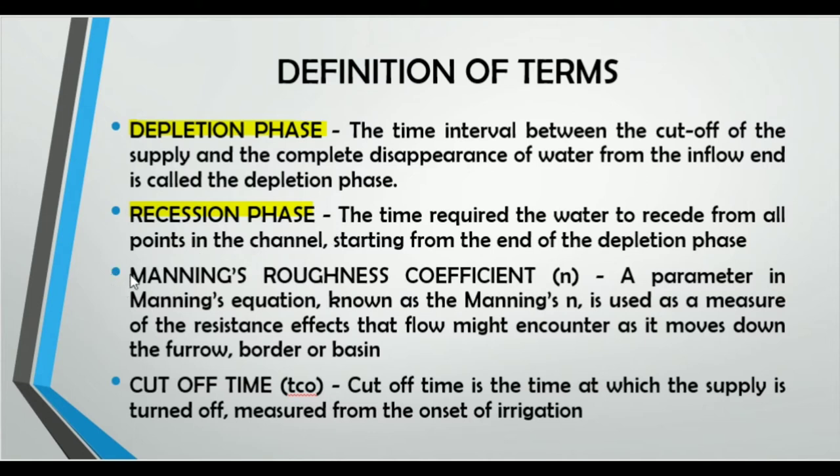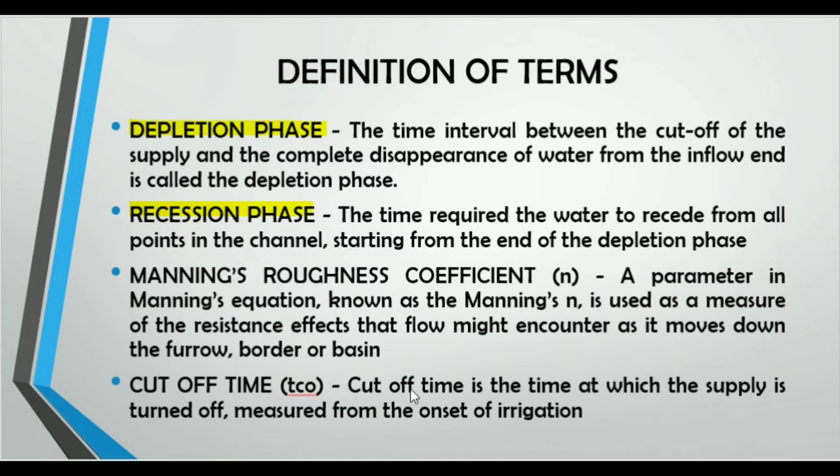Okay, we also have here Manning's roughness coefficient. We all know that in calculating the discharge of the irrigation system, we use the Manning's formula, and we have there the Manning's roughness coefficient, a parameter in Manning's equation known as the Manning's N, is used as a measure of the resistance effects that flow might encounter as it moves down the furrow, border, or basin.